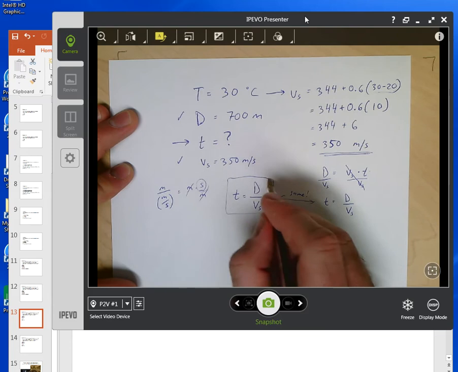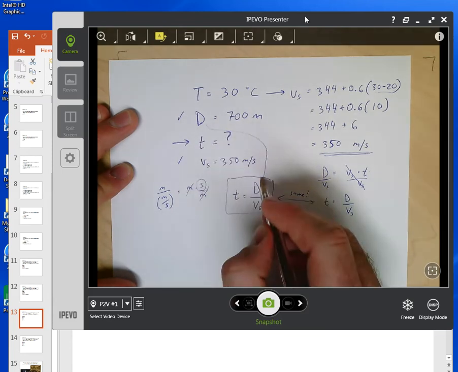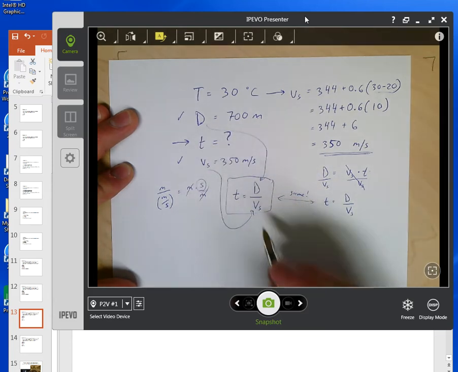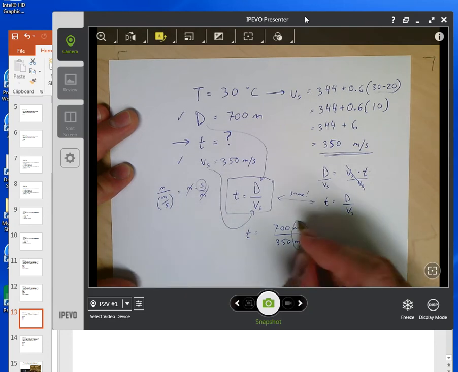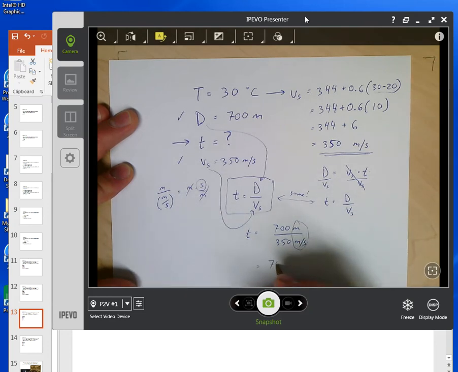We're going to use this formula now. Plug in my d, plug in my v, and just see what we get. So time is equal to 700 meters divided by 350 meters per second. As mentioned earlier, the units are going to give us seconds. And this is 700 divided by 350 seconds. If you notice, half of 7 is 3.5, so 70 divided by 35 is just 2. So it looks like we have just 2 seconds.